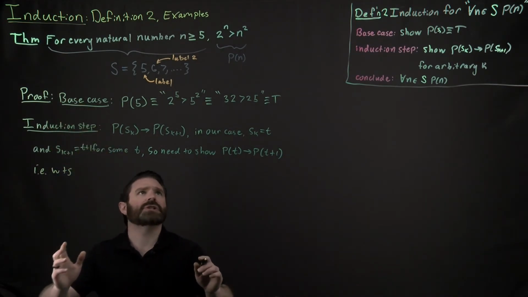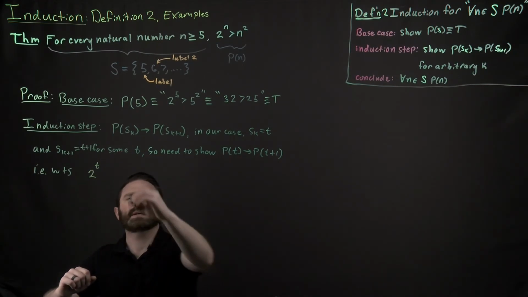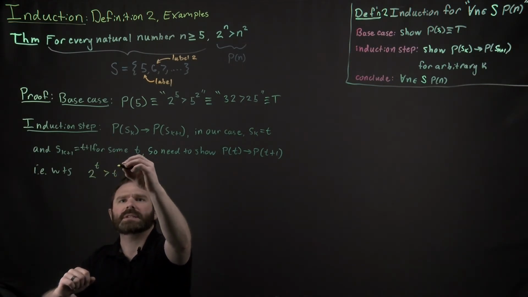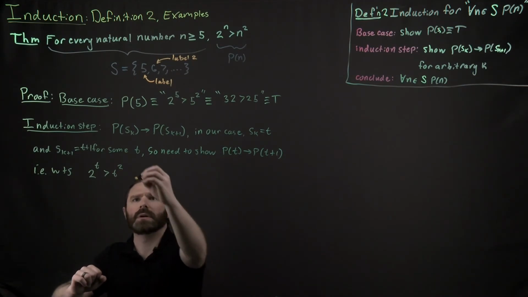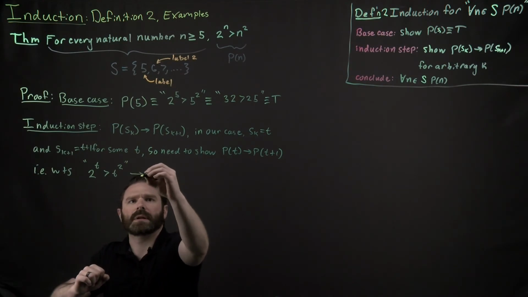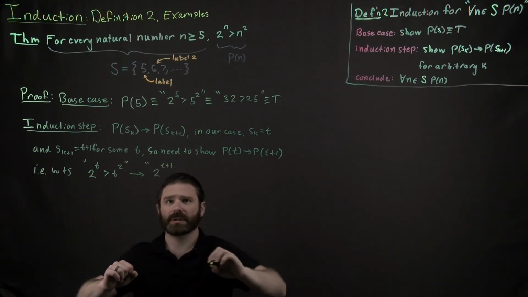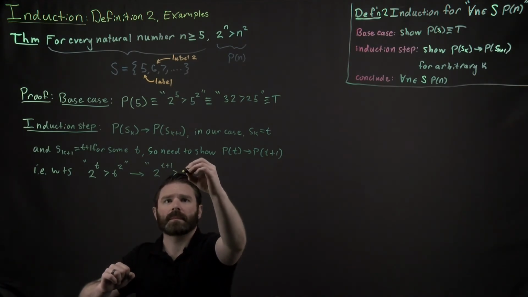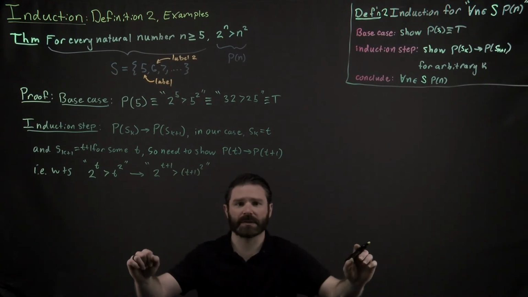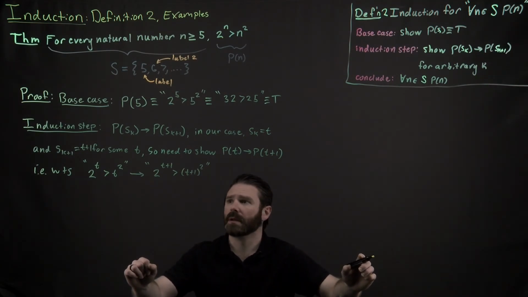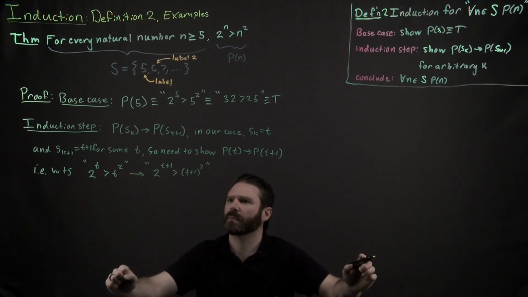So what we really want to show is that 2 to the t greater than t squared, that being true implies 2 to the t plus 1 is greater than t plus 1 squared. So this is what we actually want to show.